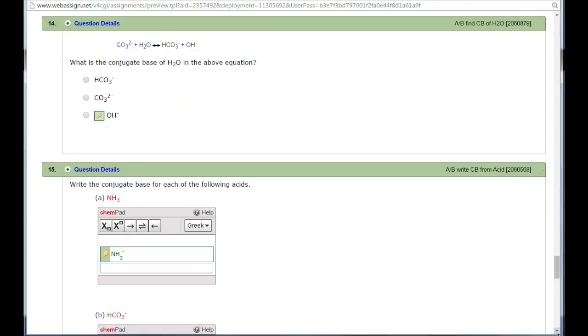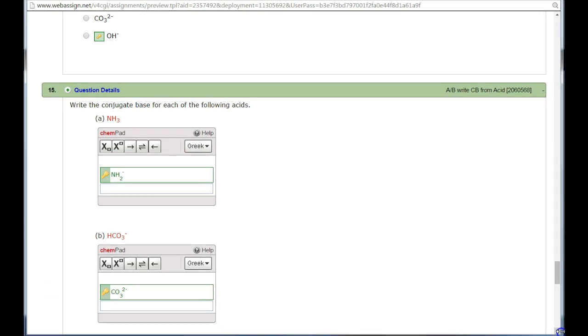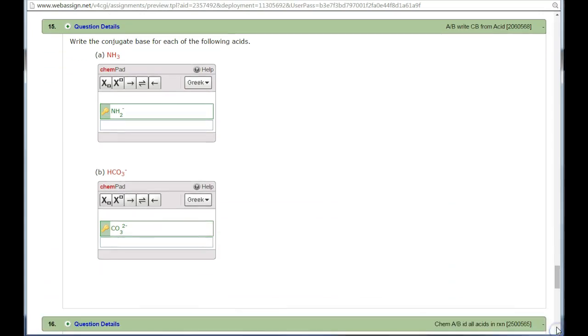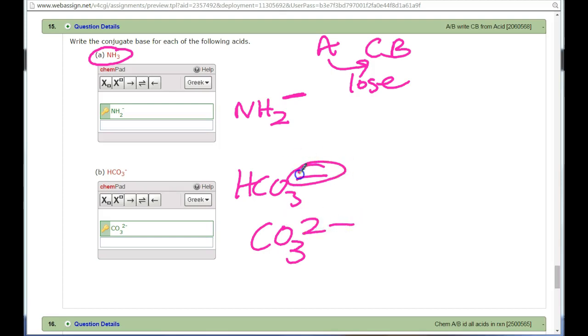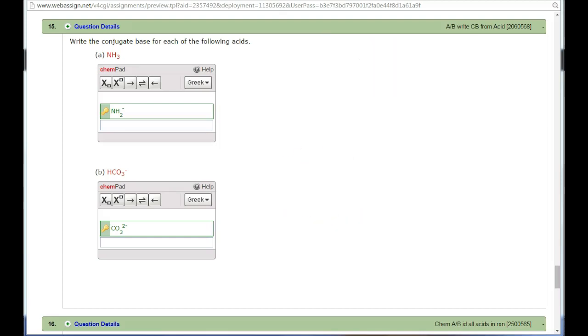So write the conjugate base for the following acids. Let's scroll a little more. Let's recap again. So write the conjugate base. So if we have a conjugate base, we're coming from an acid, and that means we are losing an H, and we're becoming one more negative. So NH3, lose an H, is going to become NH2 minus because we lost one. We went one left on the number scale. So HCO3 minus is going to become CO3 2 minus because we went one more over on that number scale.